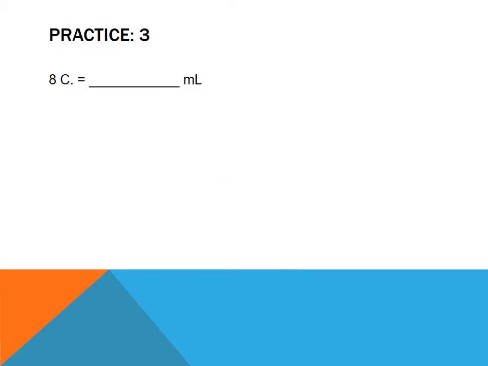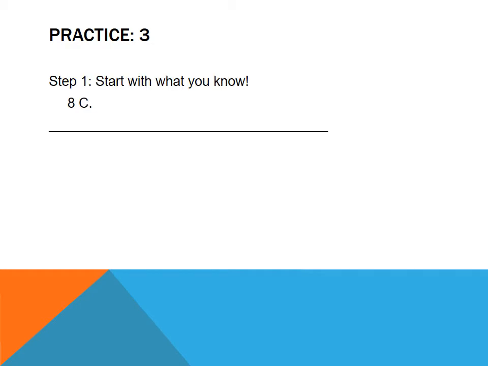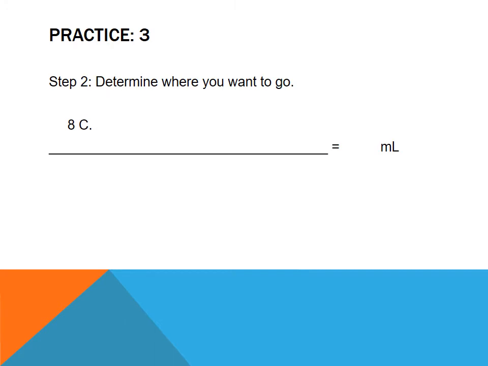One more practice. 8 cups equals how many milliliters? Start with what you know. We know that we have 8 cups. Determine where you want to go. We want to go to our end symbol, which is milliliters.